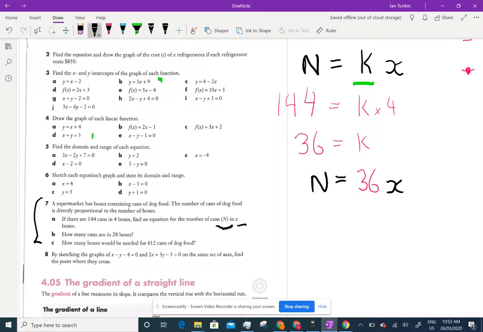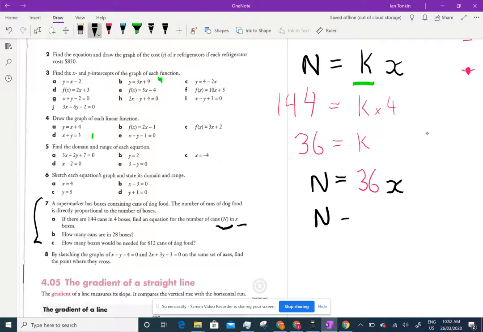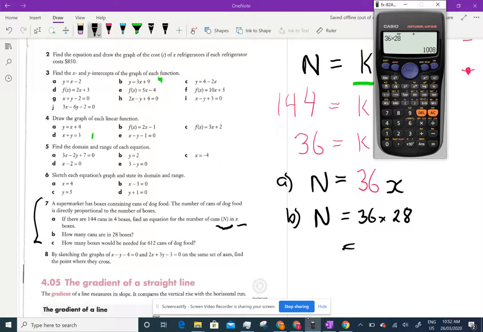It's a constant. Okay, how many cans in 28 boxes? Well, that's easy, 36 times 28. So n equals 36 times 28. So that's A, that's B, and what do we get? 1008.